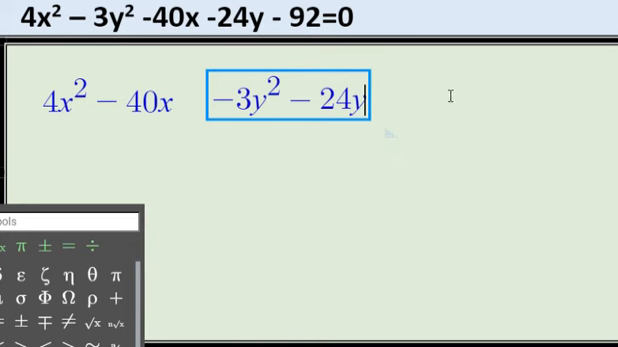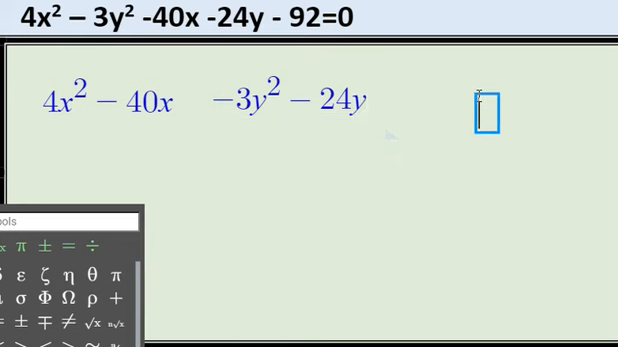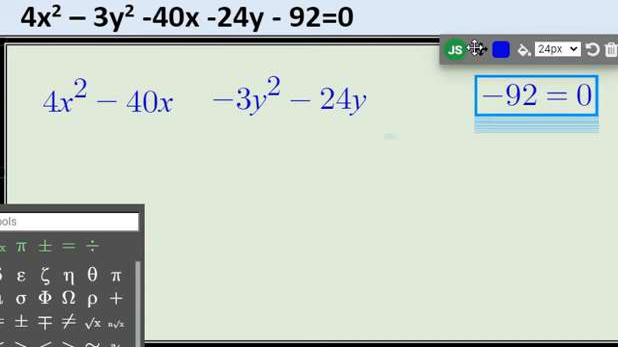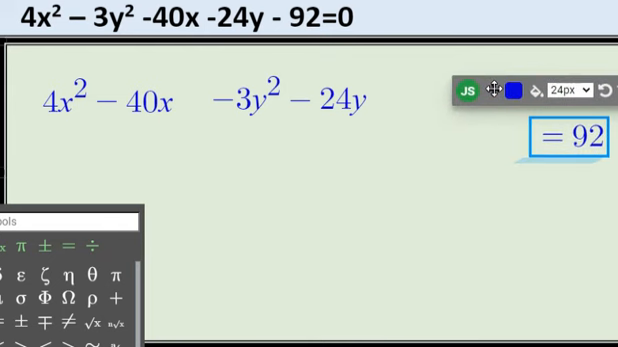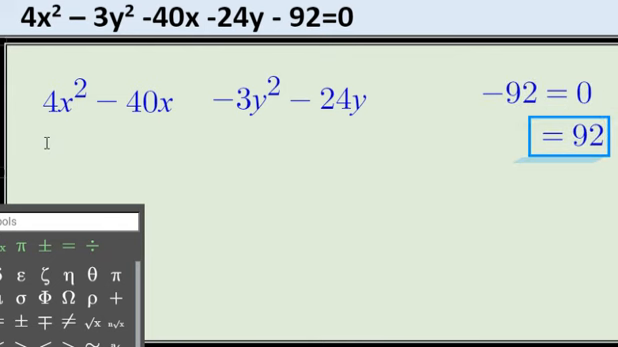Okay, and finally, somewhere way over here, I'm going to have negative 92 equals 0. So that's the first thing that I'm actually going to deal with, that negative 92 equals 0. Eventually, I want this whole thing equal to 1. So that 92 dangling out there really doesn't help me. So if I add 92 to both sides, this is going to equal 92. So that side's ready.